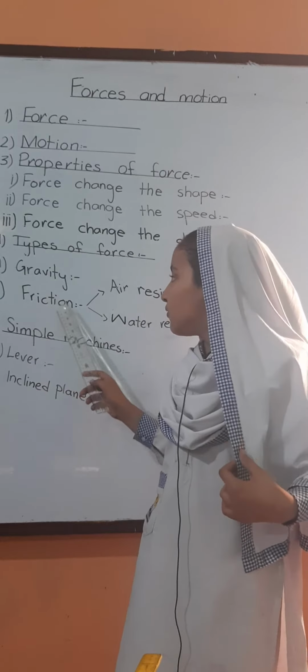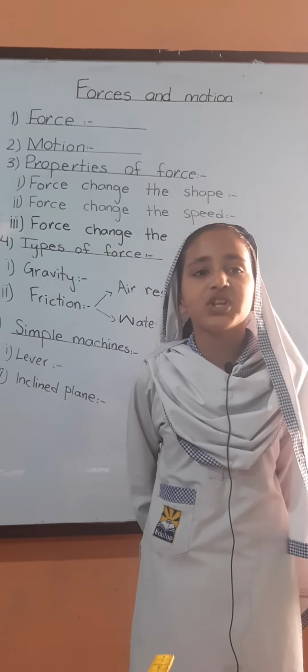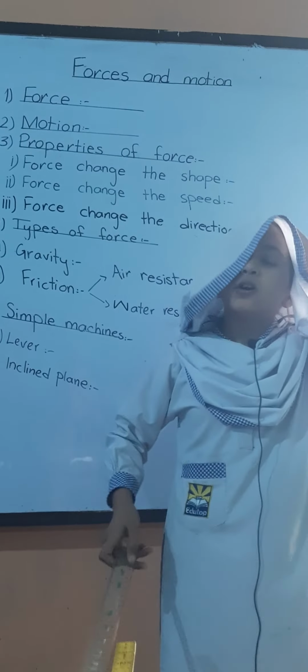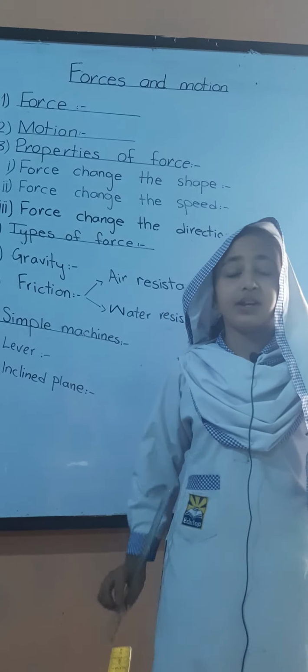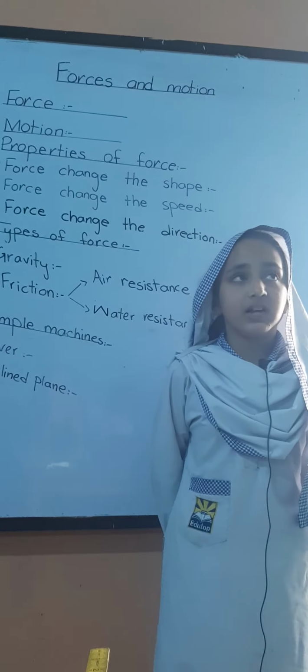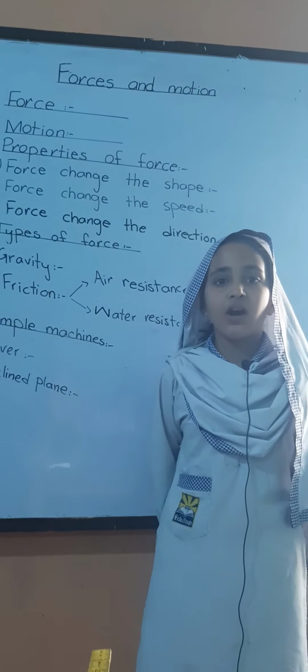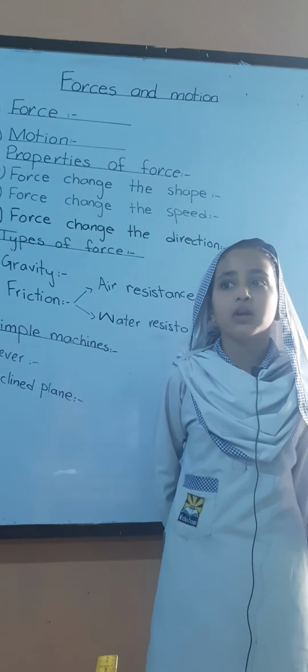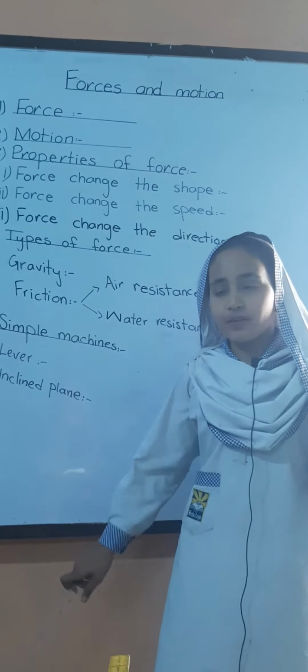Number 2, friction. Friction is a force when two surfaces rub together. It is due to friction. Friction can be bad or good. Good friction: we need friction to ride. We need friction to walk. Bad friction: shoe soles wear out due to bad friction.